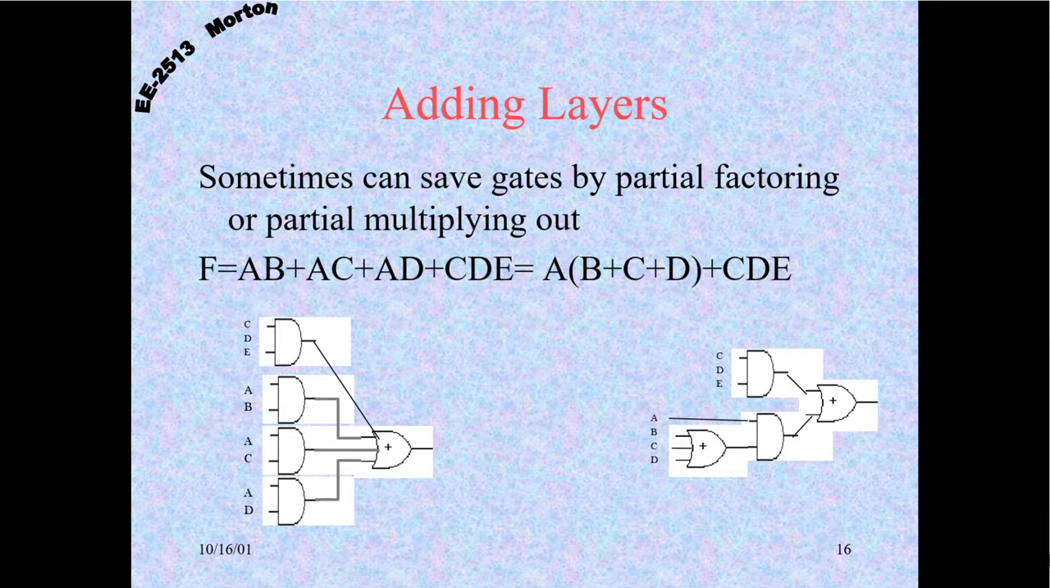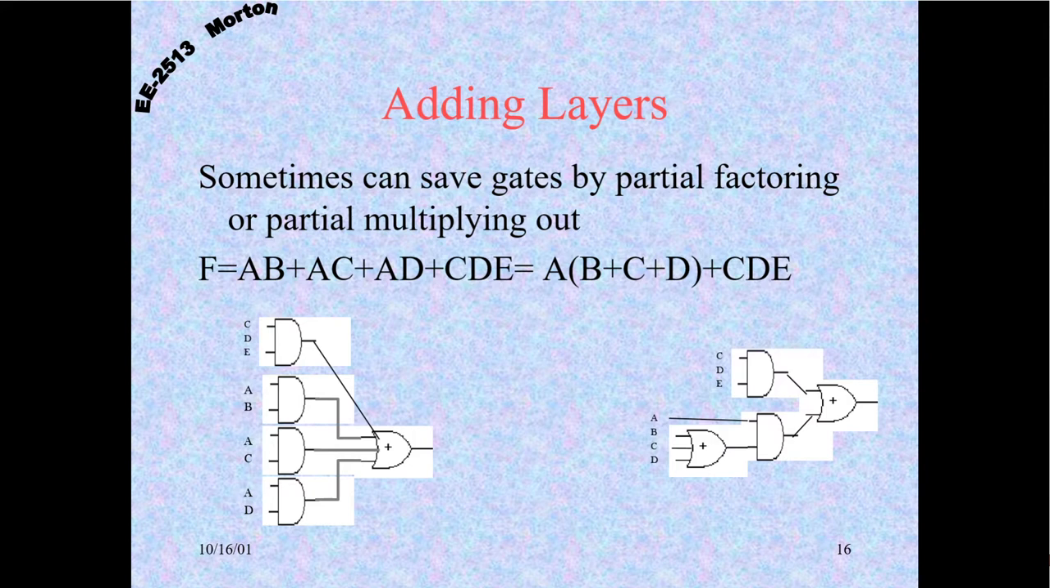Here's your original expression, AB plus AC plus AD plus CDE, and here's your resulting one. It does look like you've gone from 1, 2, 3, 4, 5 gates to 1, 2, 3, 4 gates. So sometimes we add a layer, we can simplify a gate, but you pay the price: your critical path now goes through 3 gates before you get an output, whereas here nothing goes through more than 2 layers, 2 gates.